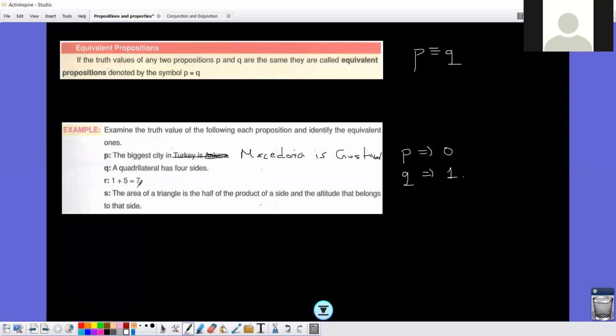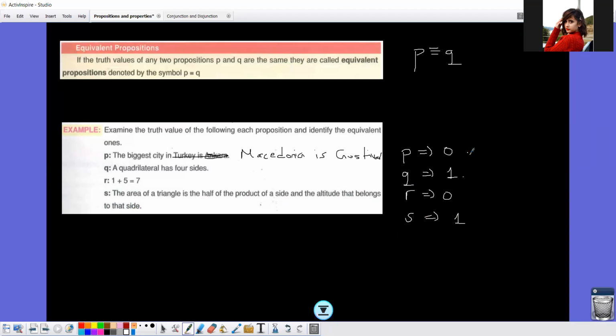1 plus 5 is equal to 7. It's false. So 0. The area of a triangle is half of the product of a side and the altitude that belongs to that side. It's true. It will be 1. So which ones are equivalent?